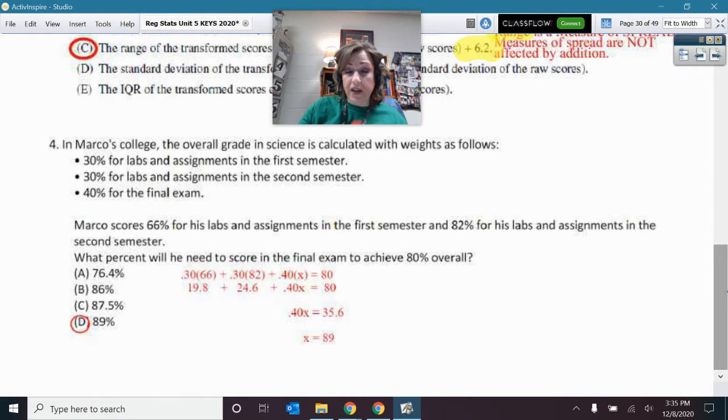All right, so this was also another weighted averaging problem because we had 30% for the labs and assignments, 30% for the labs and assignments for the second semester, and then 40% for the final exam. So we wanted that to total out to be an 80. So we kind of solved it that way. 30% times that, 30% times the second semester plus 40% times some unknown amount is how we get what we want, and then we solved. Now you might have also just kind of guessed and checked by plugging these numbers in for this X value until you find the one that would give you 80.